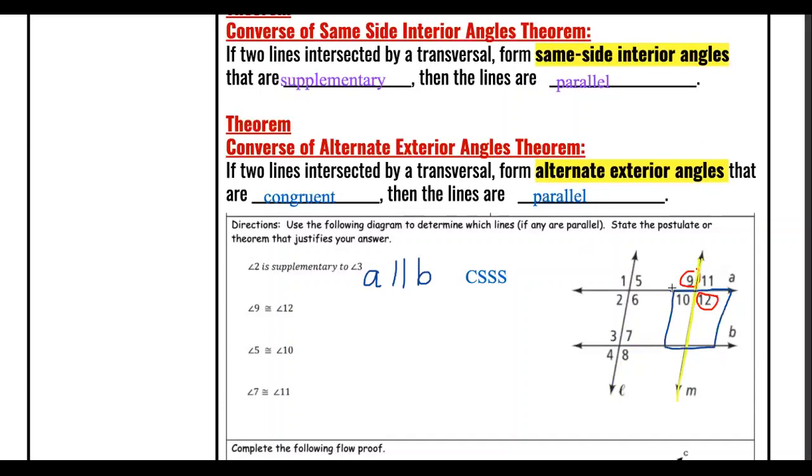Now when I look at this and I see where 9 and 12 are, they are not one of those angle pairs that we've talked about in the last two lessons, okay? They're not corresponding. They are not same side interior. They're not alternate interior, and they are not alternate exterior. But they are congruent. They're congruent because they're vertical angles. It has nothing to do with the fact that we have a transversal and a pair of parallel lines. So we can't justify any parallel lines from 9 being congruent to 12, okay? So for that one, we're going to put no parallel lines.